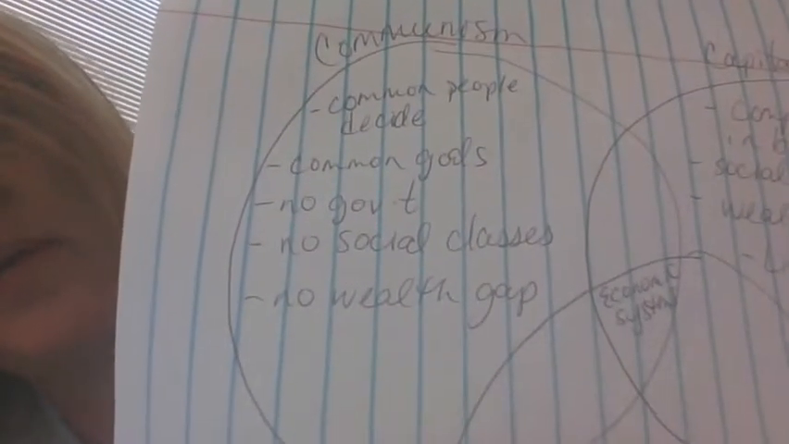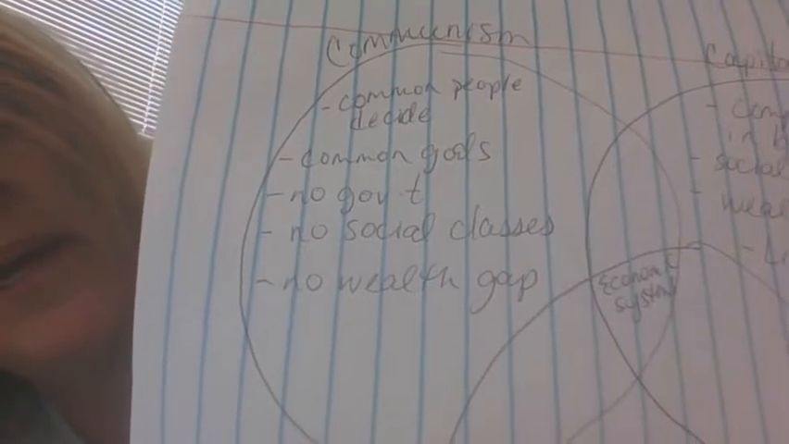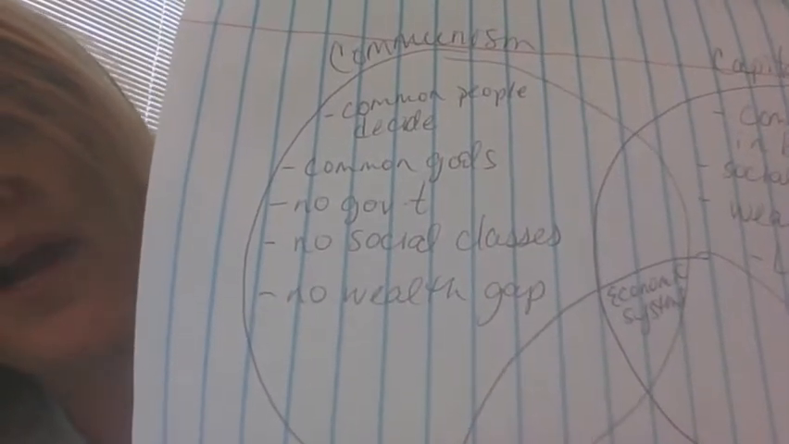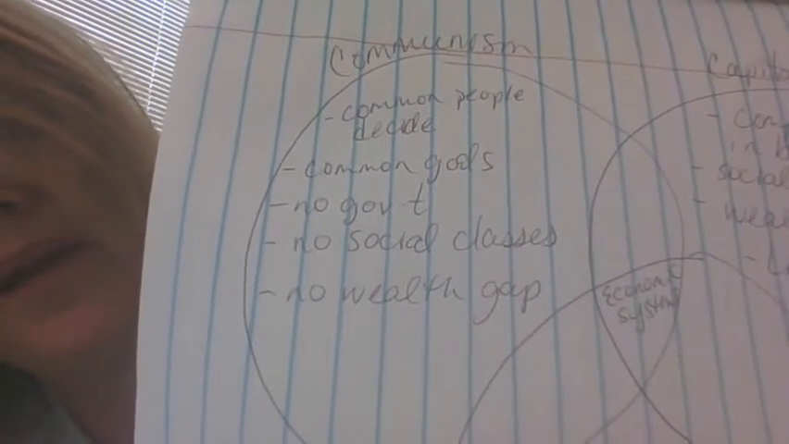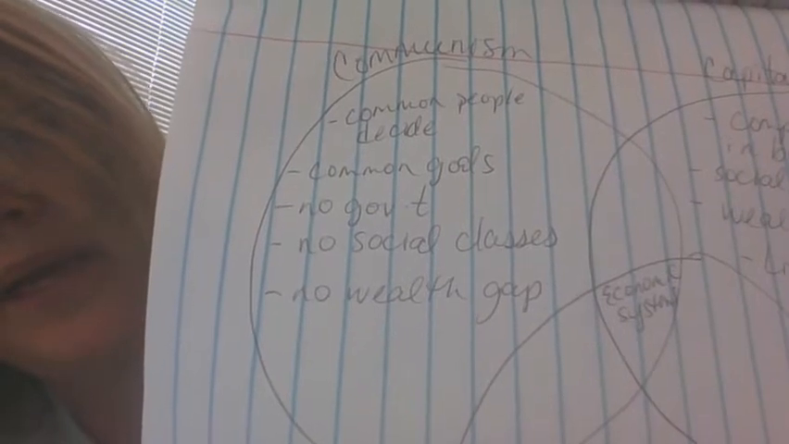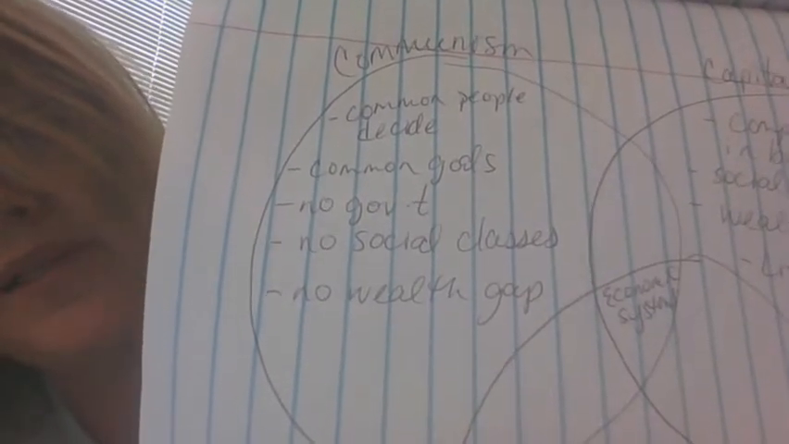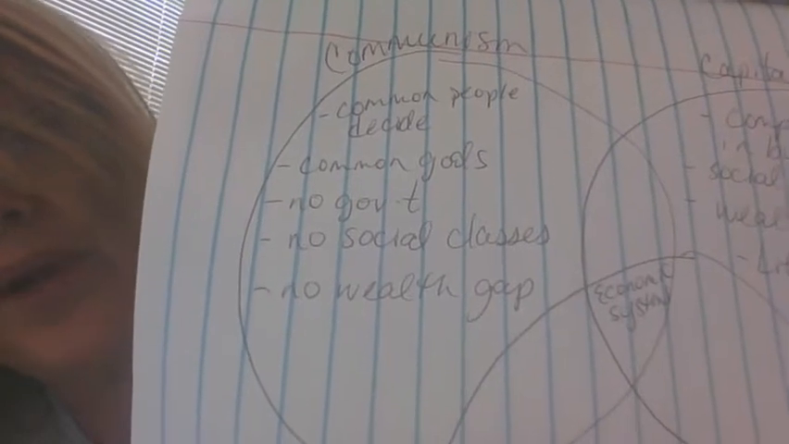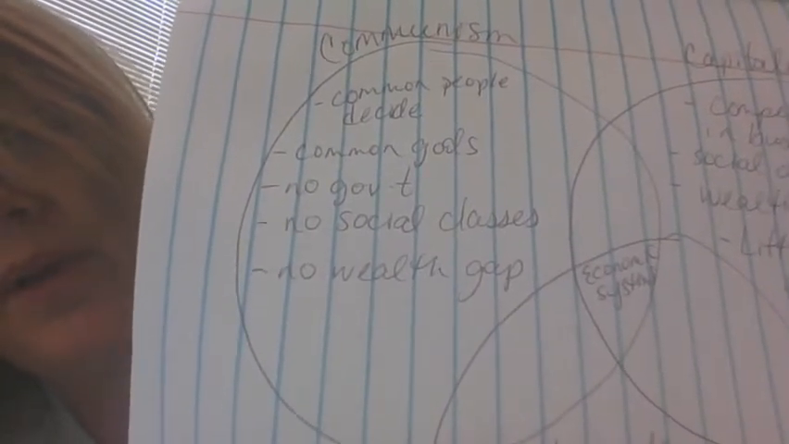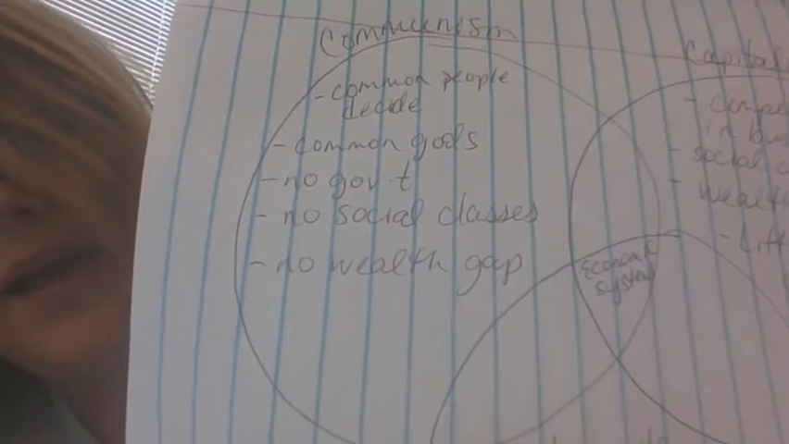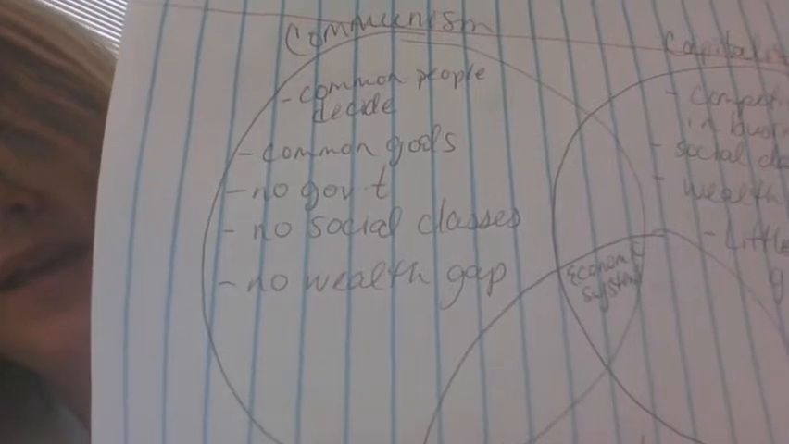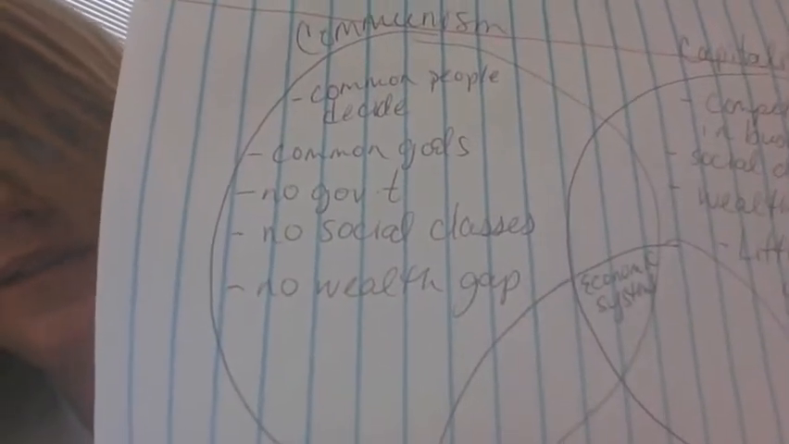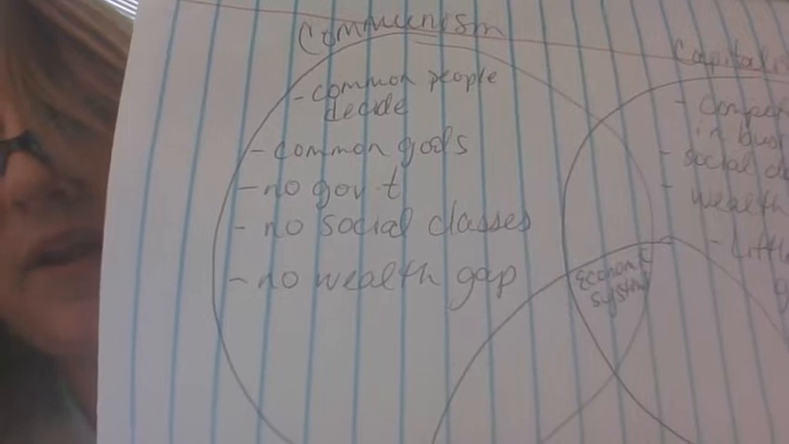So let's look at communism. Communism in its truest form means that the common people share everything. There wouldn't be any government. There wouldn't be any wealth classes. Nobody would be poor. Nobody would be rich. There would be common goods, and everybody gets what they need based on the size of their families. Now, sounds pretty good, right? Everybody gets what they need based on the size of their families.